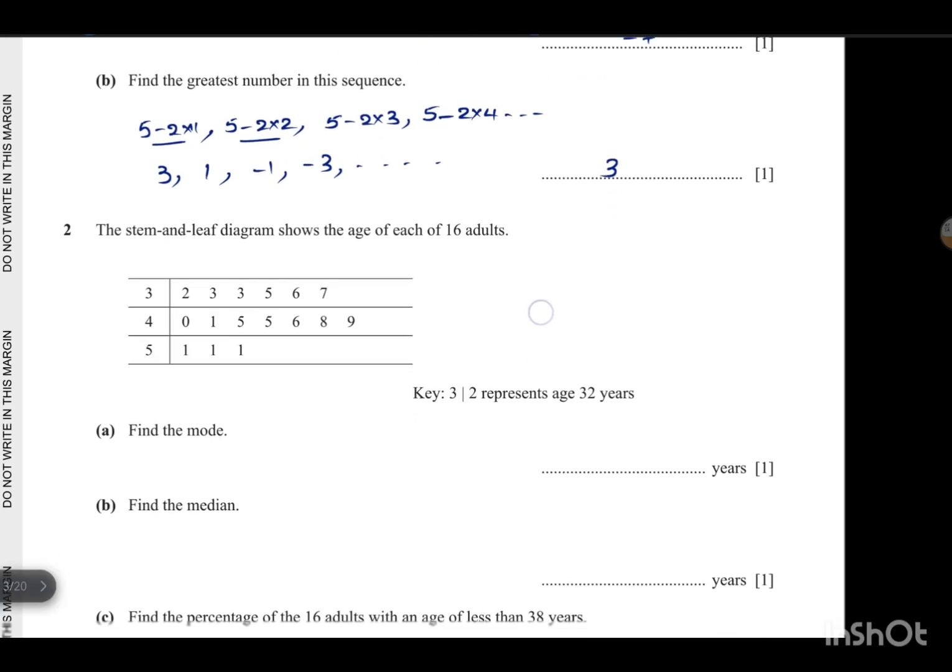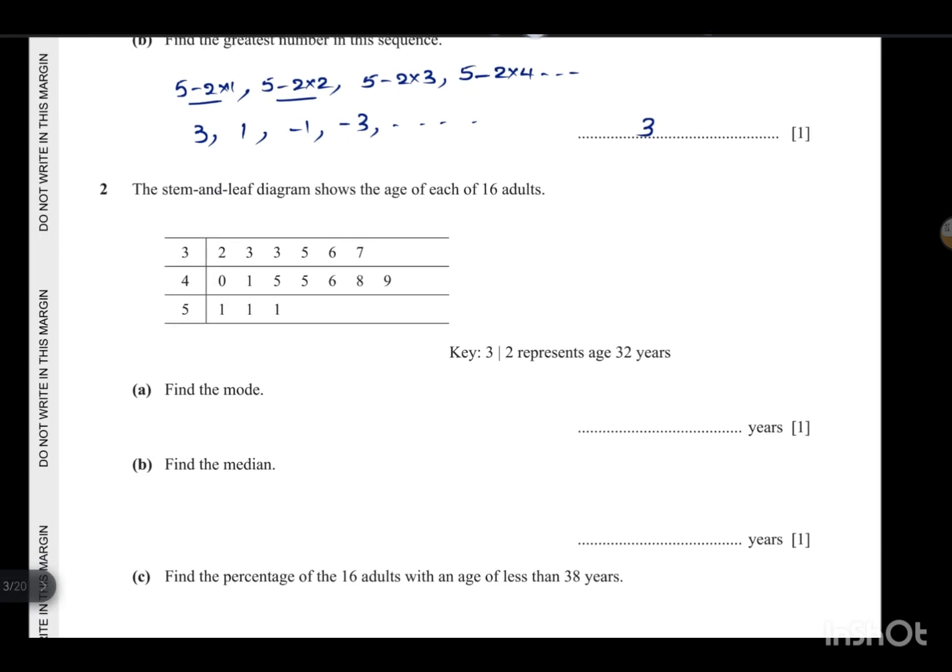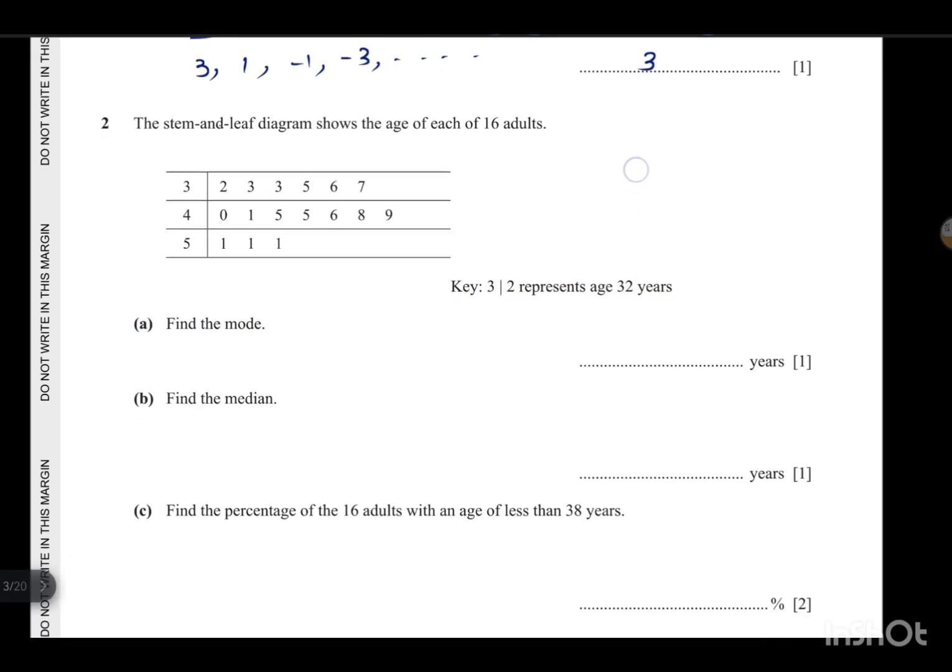Question number 2. The stem and leaf diagram shows the age of each of 16 adults. This is the stem and leaf diagram given. The key is also given: 3, 2 is 32 years. Question A is find the mode. Mode is the value with the highest frequency. I can see 45 only 2 times, but we can see 51 3 times. So that means 51 is the mode. 51 years is the mode.